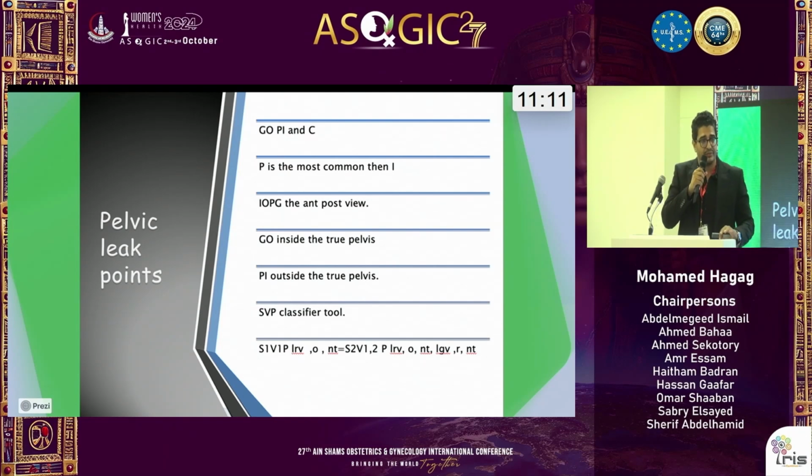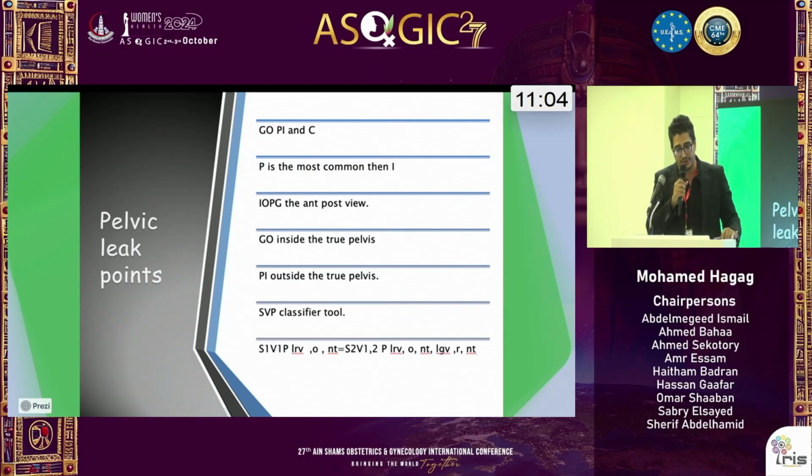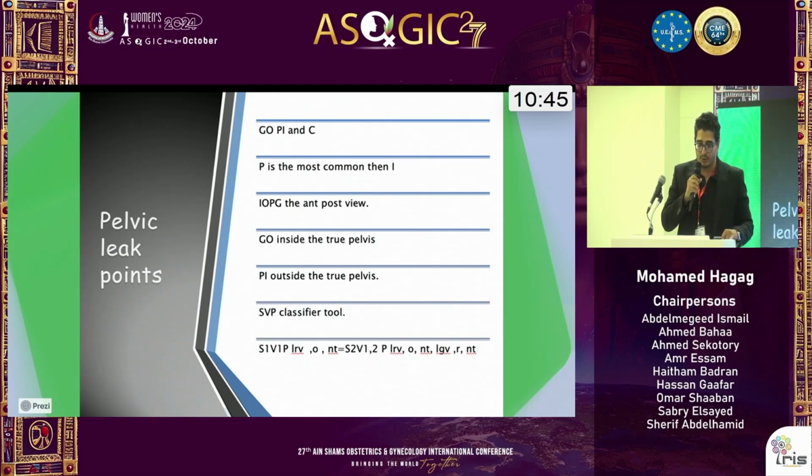We have 6 pelvic leak points, which are really important in understanding the extraaxial varicose veins: gluteal, obturator, perineal, inguinal, and clitoral point. Perineal is the most common, followed by inguinal. Inguinal and obturator are seen in anterior view, while perineal and gluteal are seen in posterior view, through the venographic finding under theater. Gluteal and obturator points are seen inside the true pelvis, while perineal and inguinal are outside.